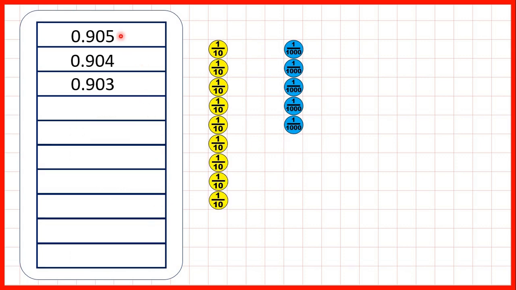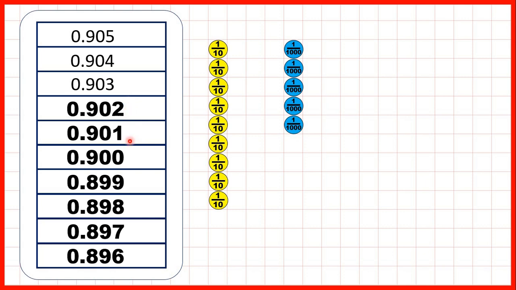Now we start with 0.905, so that's 9/10ths, no hundredths and 5 thousandths. If we count back in thousandths, we have 0.904, 0.903, and then you can see how we can complete the sequence. So counting back in thousandths is similar to counting back in ones, but we get 0.900, and we don't need to write zeros on the end of decimal numbers, because 0.9 is the same as 0.900. So we can see what we're doing is taking away thousandths.